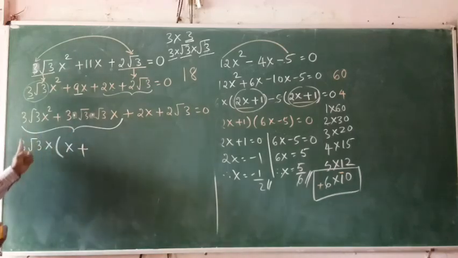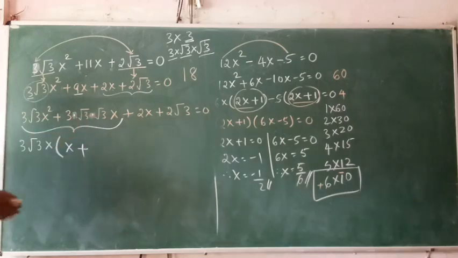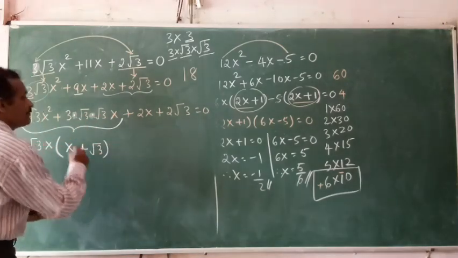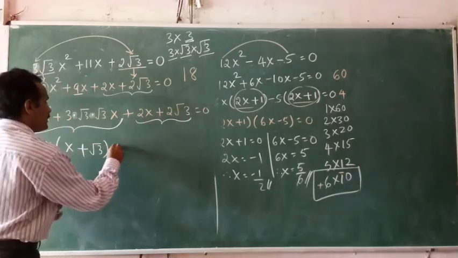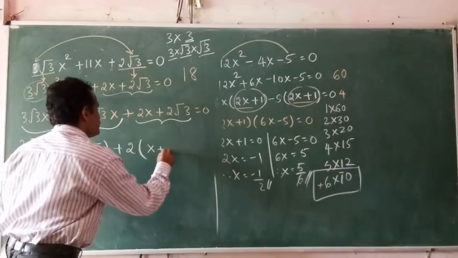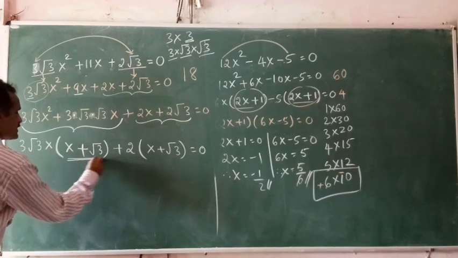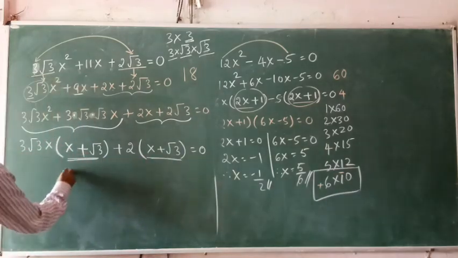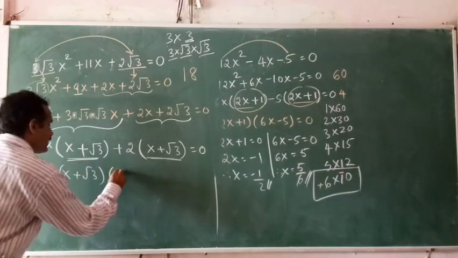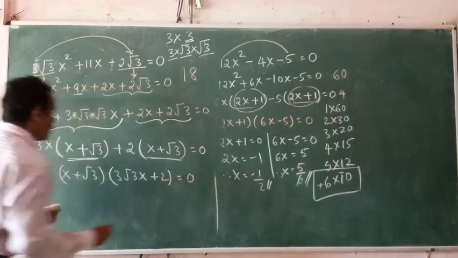See here, 3 has come out, root 3 has come out, x has come out. What is inside? Only 1 root 3 is there inside. X plus root 3. Then here what can I take as a common? Plus 2 as a common, into bracket x plus root 3 is equal to 0. See, the terms inside the bracket are the same. It is x plus root 3 into 3 root 3x plus 2 is equal to 0.